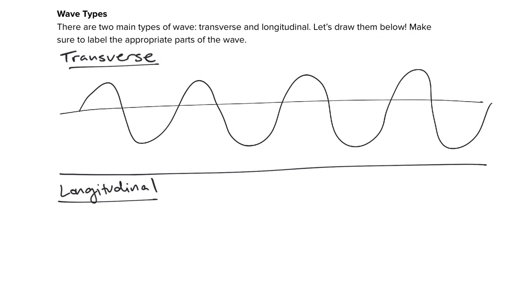So the first part is the crest. It's right there at the top. And that is the opposite of the trough, which is right down there at the bottom. The crest and the trough.